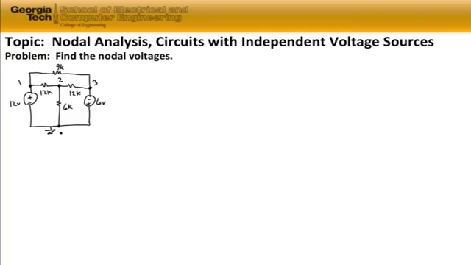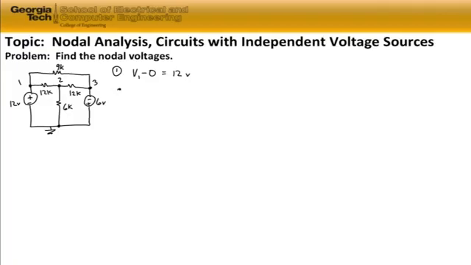We have 0 volts at the bottom of the circuit, therefore the voltage at node 1 has to be 12 volts. Using nodal analysis, we have V1 minus 0 for the bottom node is equal to 12 volts. So we know that V1 is 12 volts. That solves for our first unknown, V1.